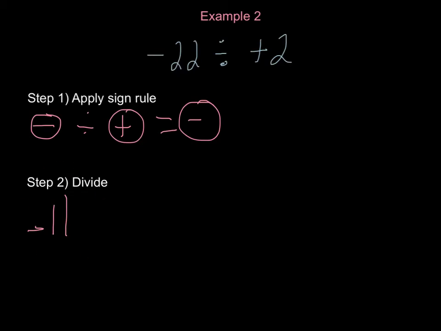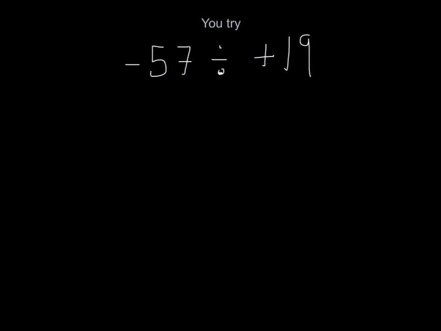So now let's move on to some examples you guys are going to try. For our first one here, we've got a negative 57 being divided by a positive 19. Just like usual, you can pause it here and then hit play when you're ready to look at the solution.